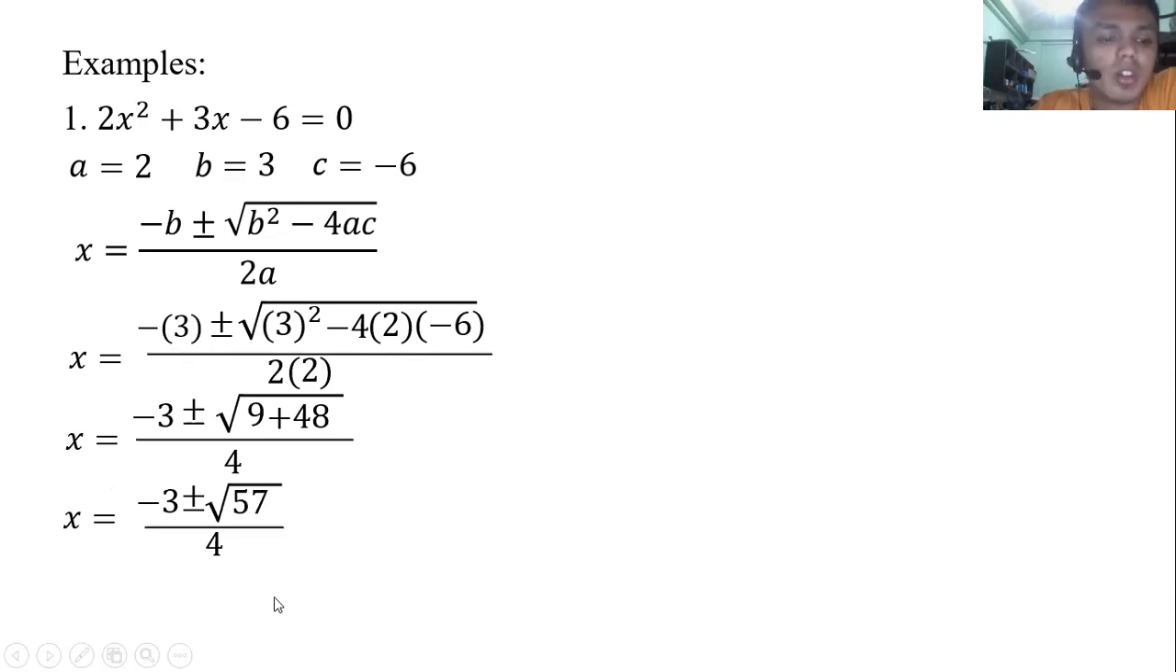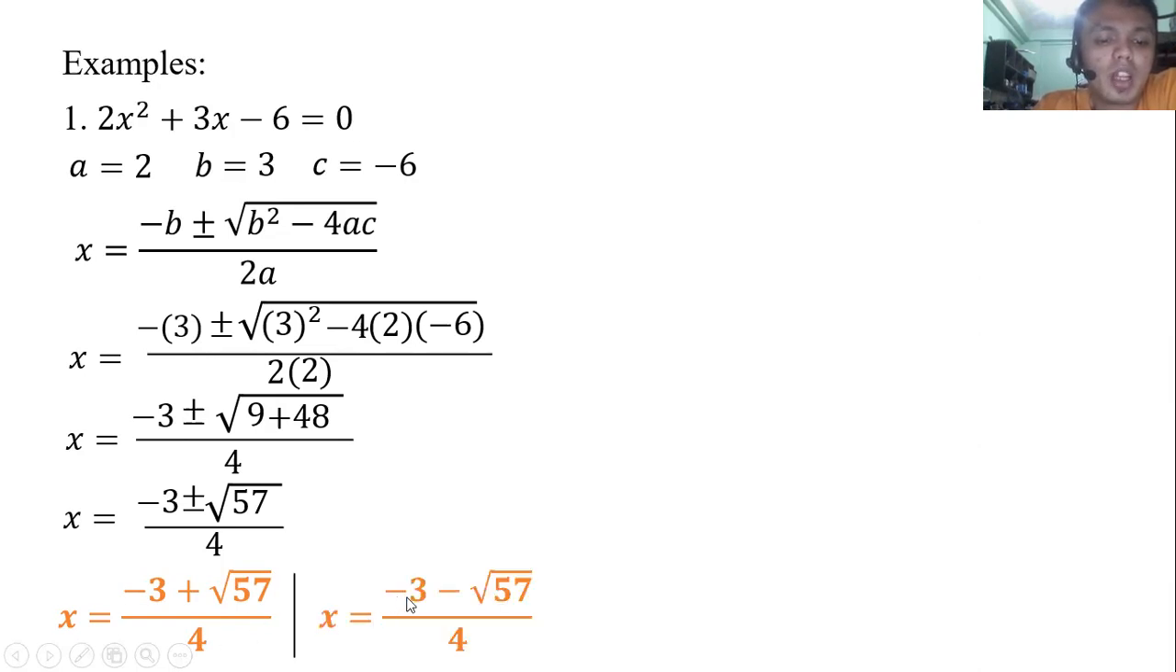So now, is 57 a perfect square? Not, no? So hindi siya perfect square. So magiging roots natin dito is x equal to negative 3 plus the square root of 57 over 4 and negative 3 minus the square root of 57 over 4. Okay? So complex numbers ulit ang gamit natin.